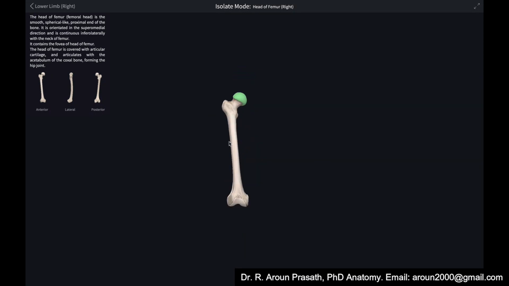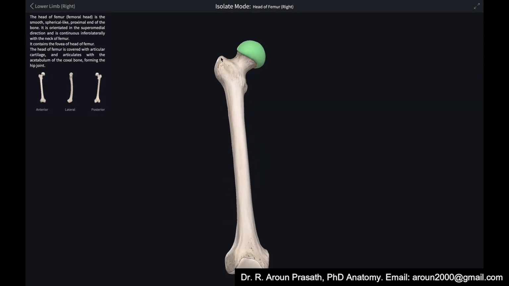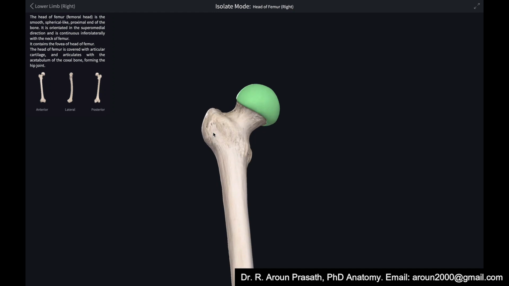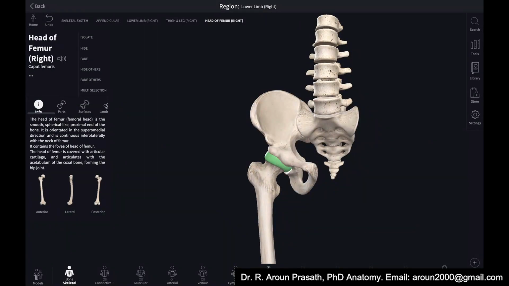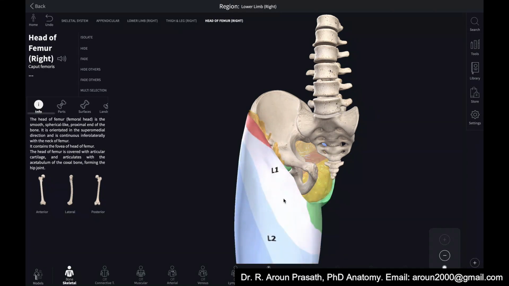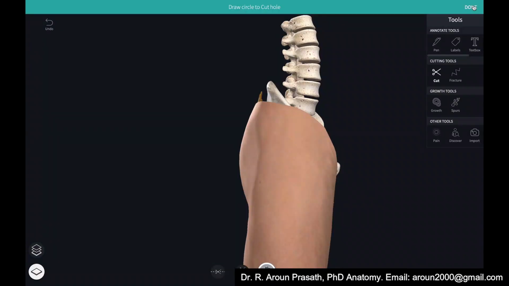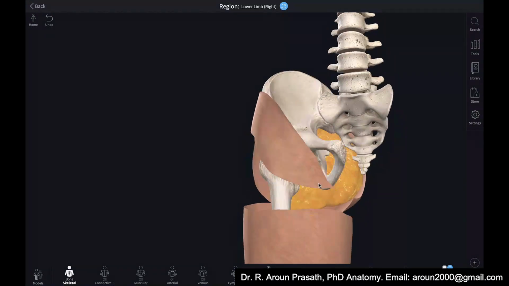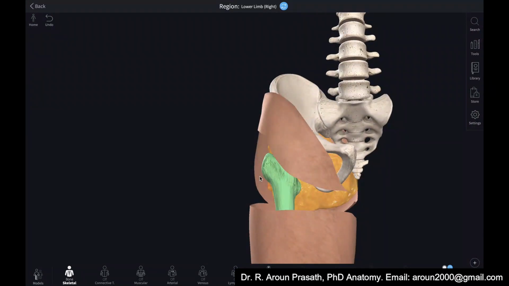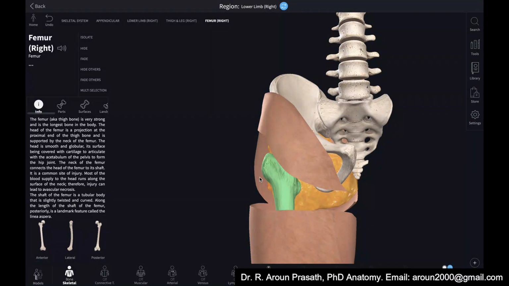If you look at this prominence, it is called the greater trochanter. This area is more superficial. Only the skin is present on the greater trochanter. If I cut the skin, only the greater trochanter is there; there are no muscles on the greater trochanter.